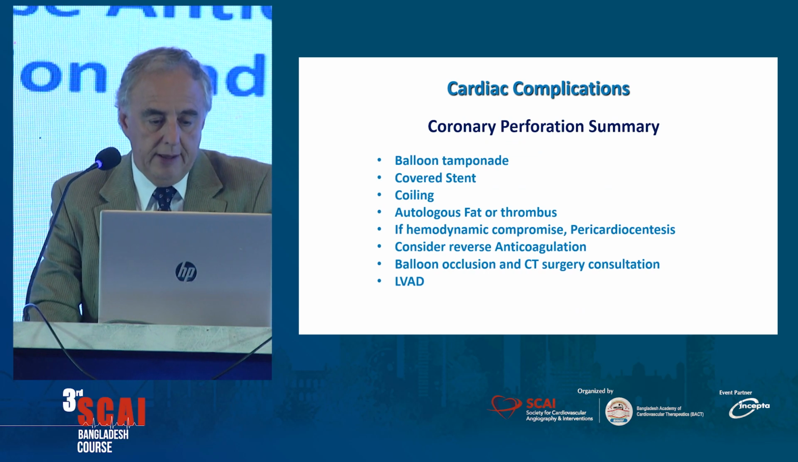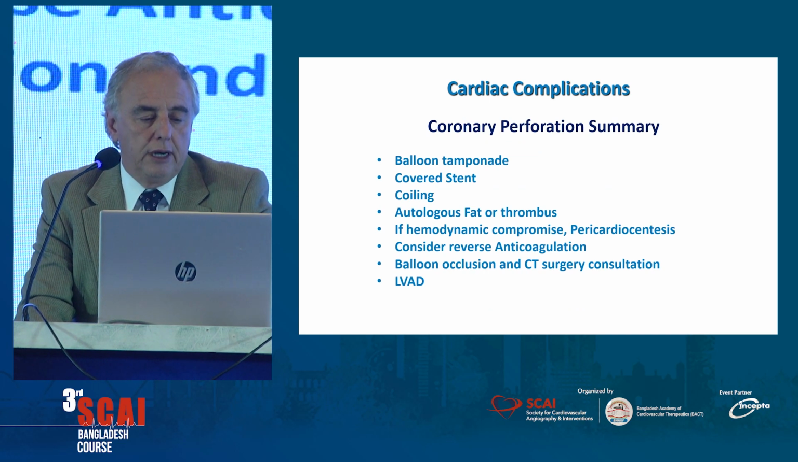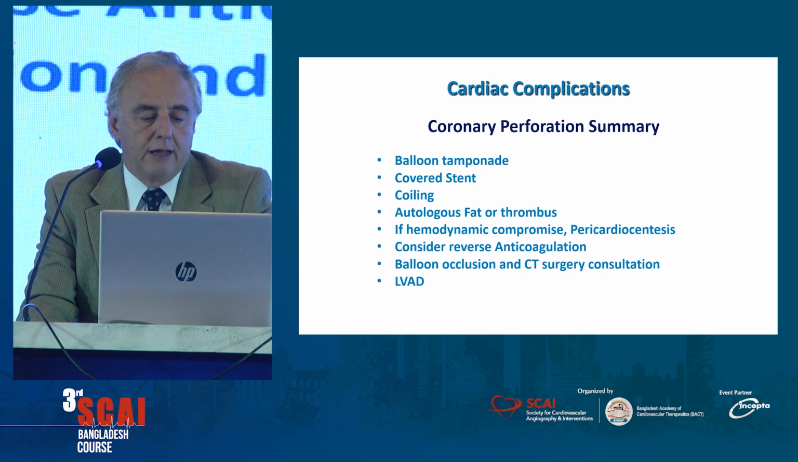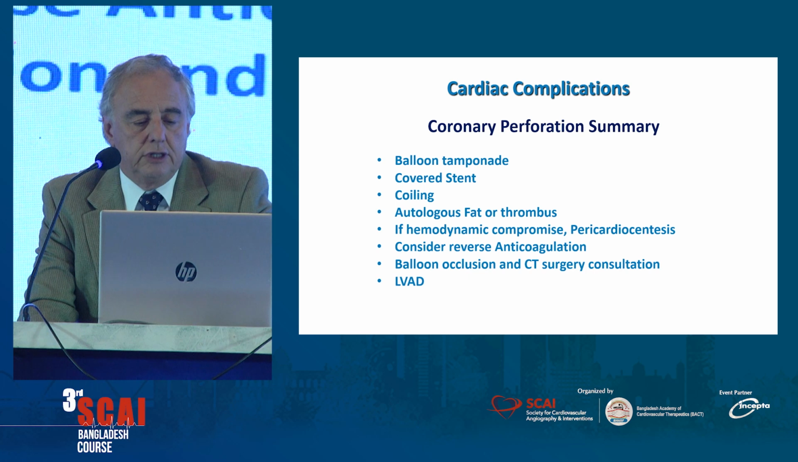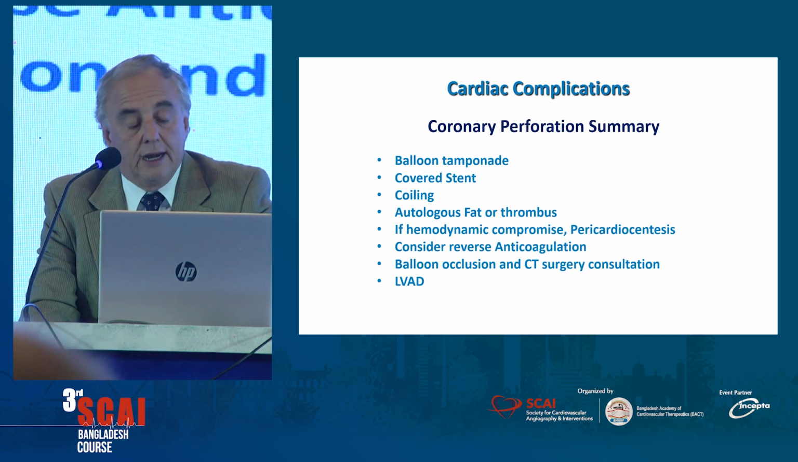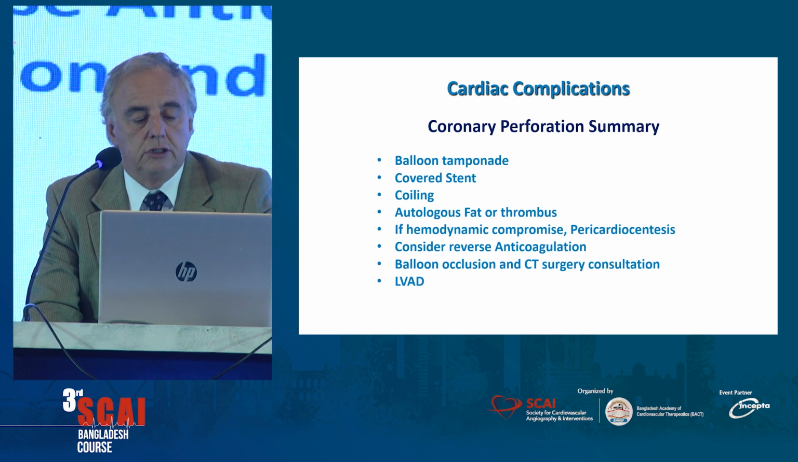So, summary: balloon tamponade, cover stent, coiling, autologous fat or thrombus. If hemodynamic compromise, pericardiocentesis, consider reversing anticoagulation, and if nothing works, you might need to do balloon occlusion and call CT surgery, and if there is hemodynamic instability, you might need to put in a left ventricular assist device.